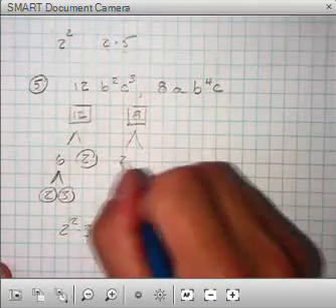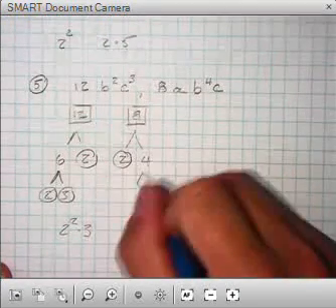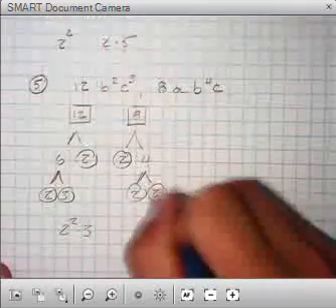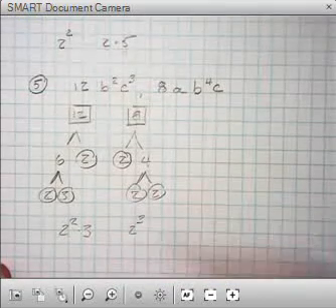Same way with the 8, I could do 2 and 4. 2 is a prime, 4 is not. So that gives me 2 to the third power.